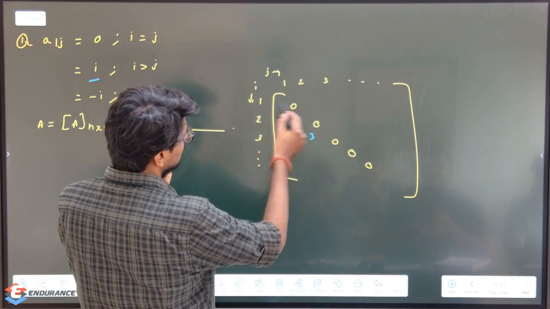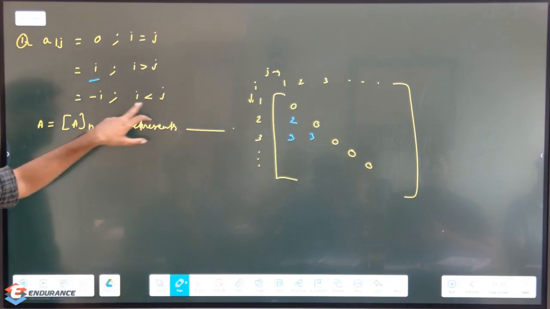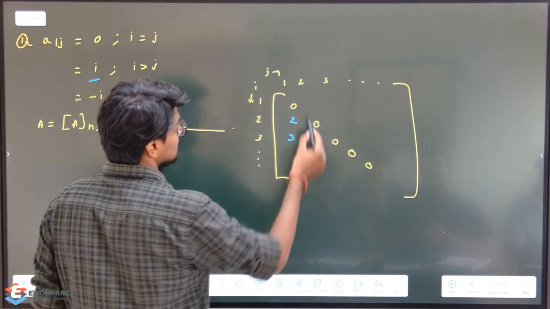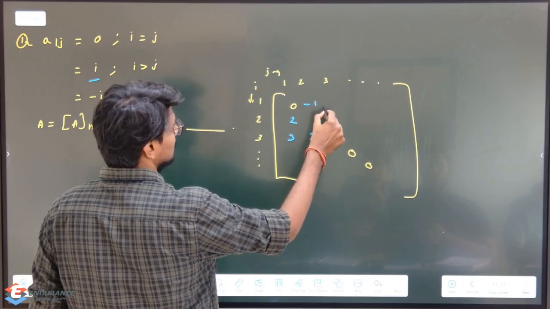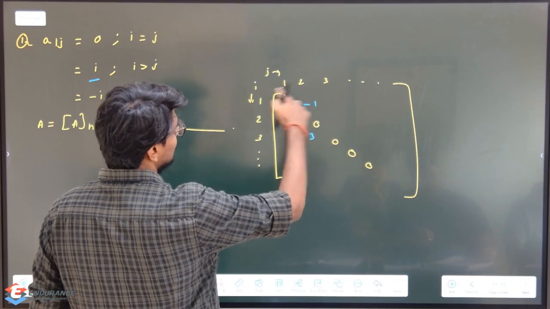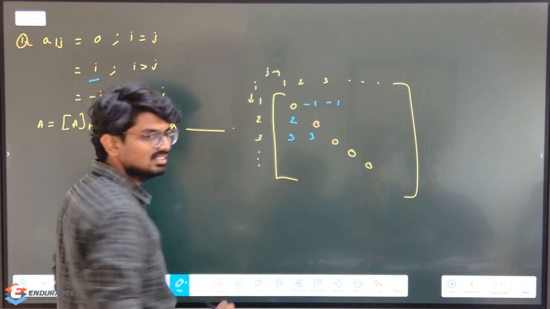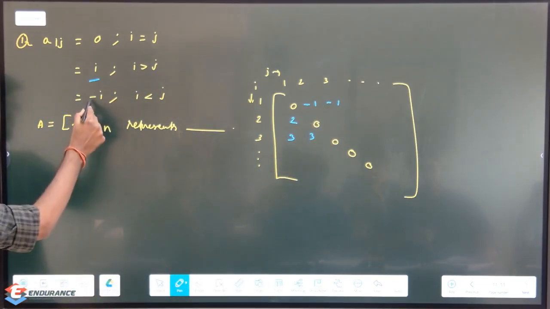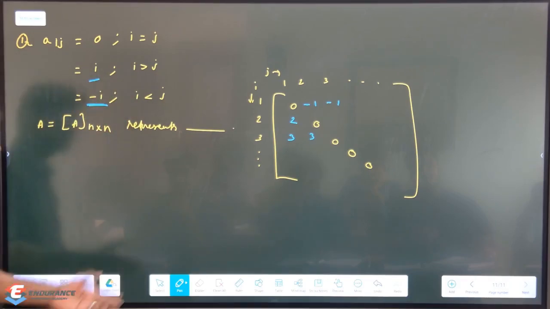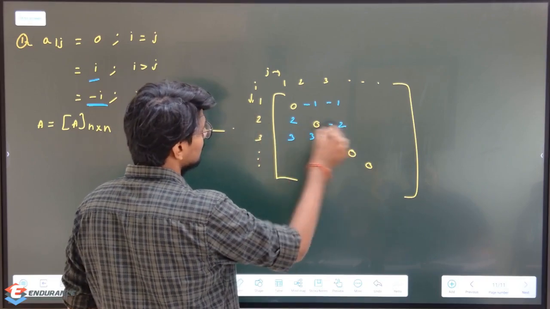Okay, and what about this? When j is greater than i, Aij is equal to minus i. So minus i will be minus 1. What about this? J is greater than i, it has to be equal to minus 1, not minus 3. When i is less than j, Aij should be equal to minus i. What about the next element? It has to be minus 2, minus of i.